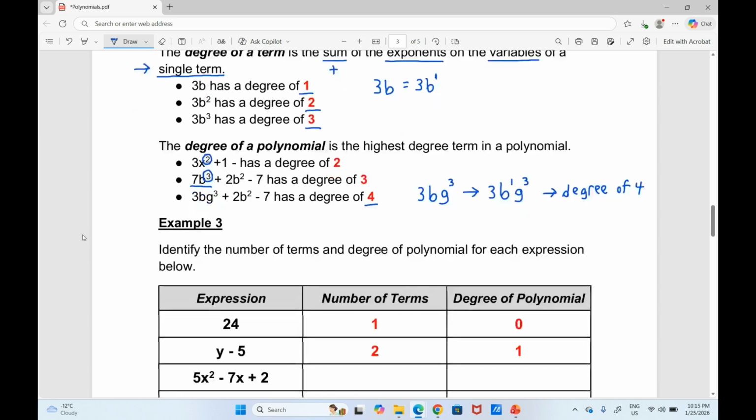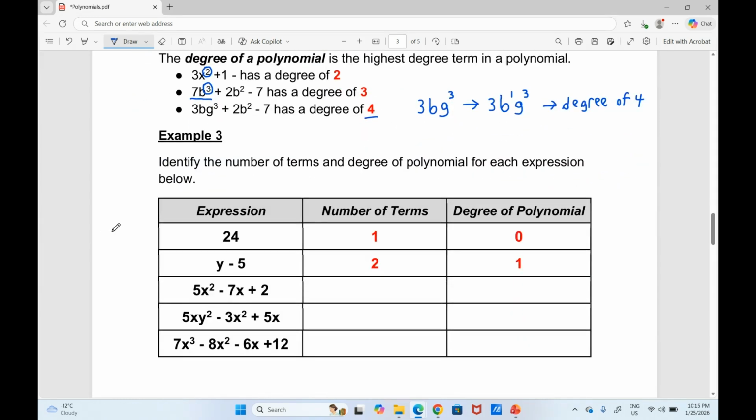Okay, it's most likely better if I go over some examples. So let's go over some examples here. Here I have 5 rows. Let's go over the first row that's already been done for us. It says the expression is just 24. So that's just a constant. And the number of terms is 1. That is true. And the degree of polynomial is 0.